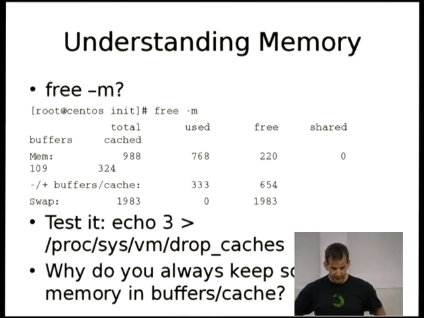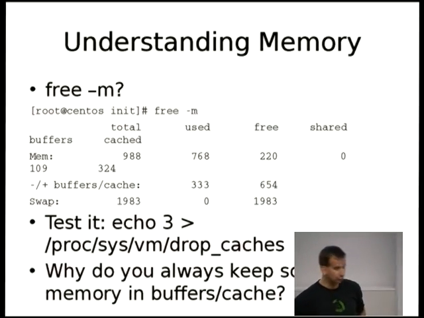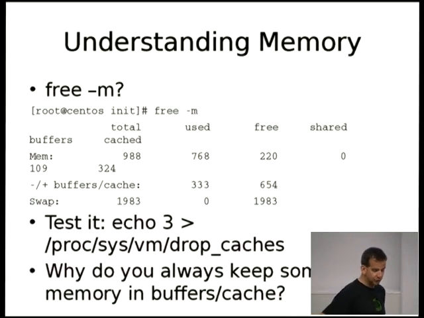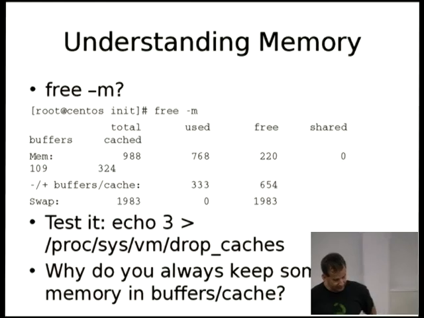So I took a display of free -m. You probably are all aware of this utility. free -m gives an overview of current memory usage. And in this memory usage, you can see the total amount of memory that is available, which is 998 in this print, 768 megabytes used and 220 megabytes that is free.